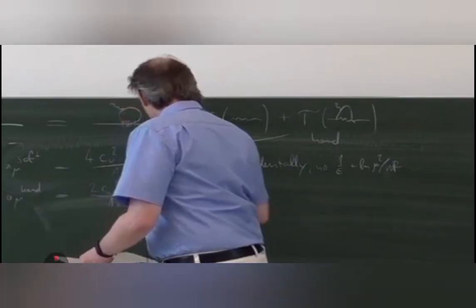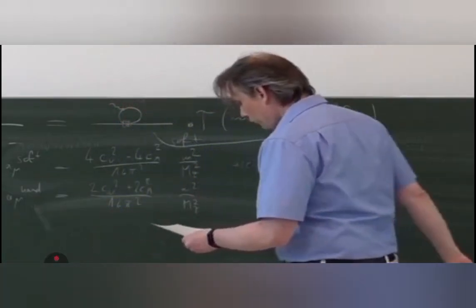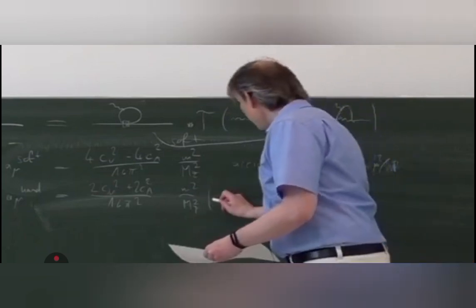And so if we then compare, (2 C_V^2 + 2 C_A^2) divided by 16 π^2 times the same mass suppression times a prefactor of −4/3.